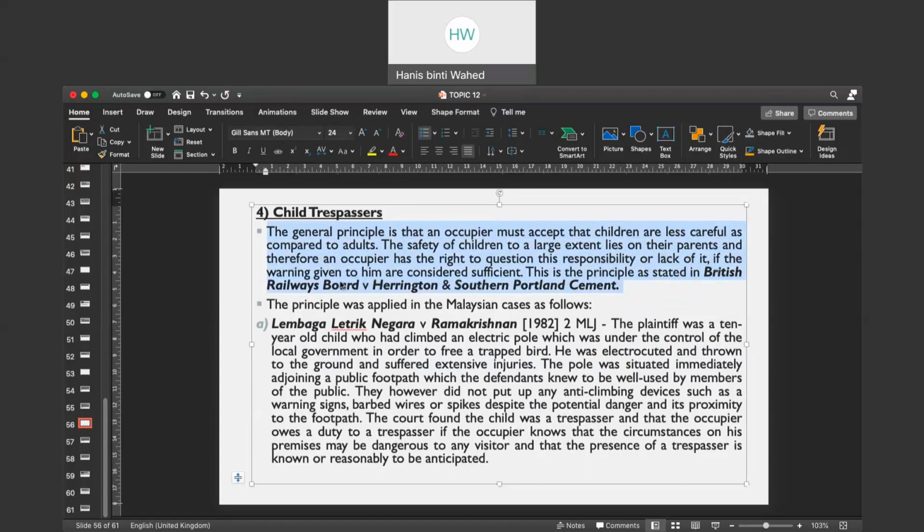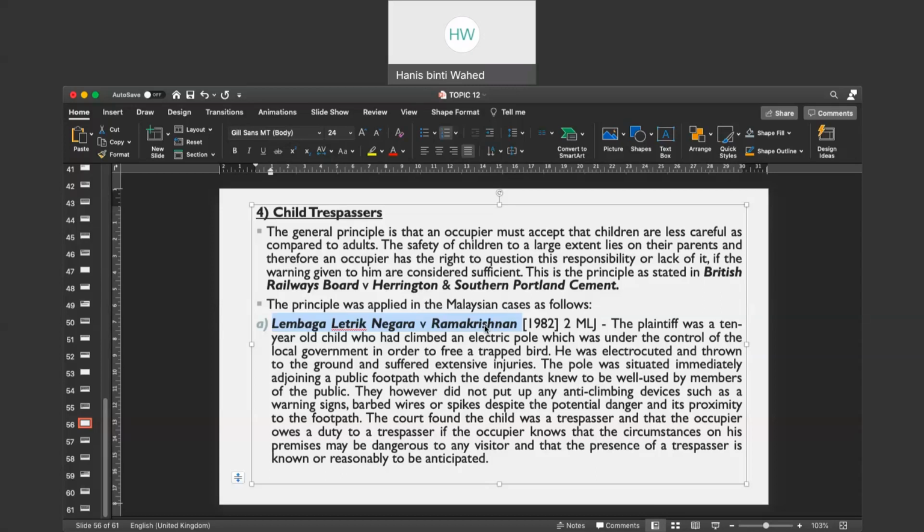Yeah, you can also read the case of Lembaga Elektrik Negara, a Malaysian case. Dalam kes ini involve a child trespasser. And the respondent dalam kes ini adalah berusia 10 tahun, budak lelaki berusia 10 tahun. He climbed a pole, a pole erected and maintained by the appellant, Lembaga Elektrik Negara. Dia climb tu sebab dia nak release a bird that was trapped on the wire, yeah. But unfortunately, he was electrocuted and he suffered severe injuries.